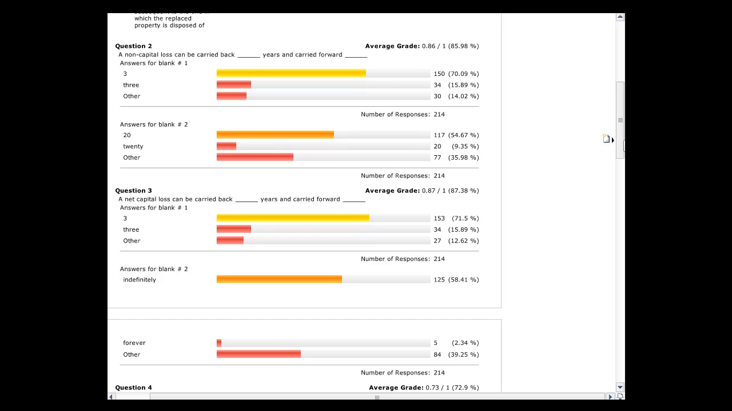The answer was 20 years and then indefinitely, because it came up as wrong. Oh, did it? Which one are you talking about, number two or three? Two and three both of them. I think the first one is 20 and the second one is indefinite. Non-capital loss can carry back three, forward 20 years, and then net capital loss is back three, forward indefinite. I don't know why. I'm not a technical guy. Any of that stuff I just throw back to Professor Marco. But those are the answers.